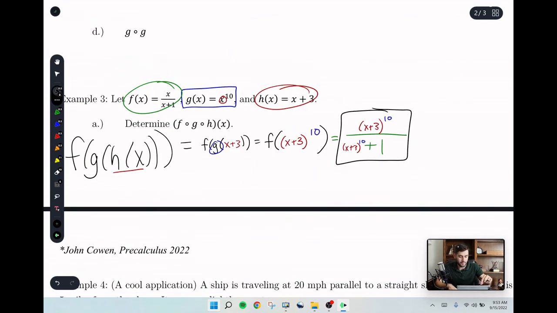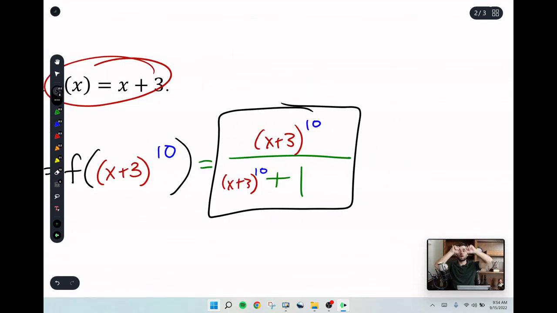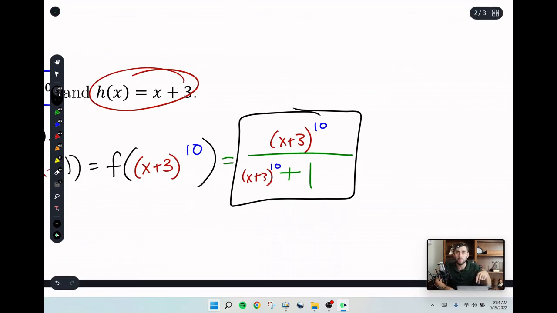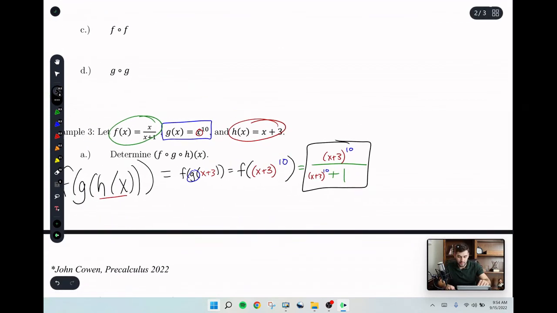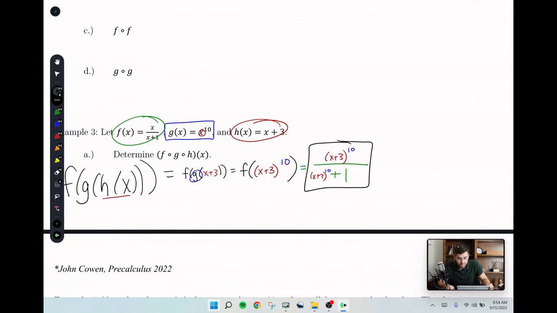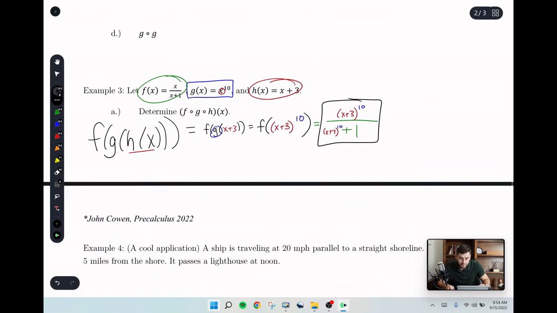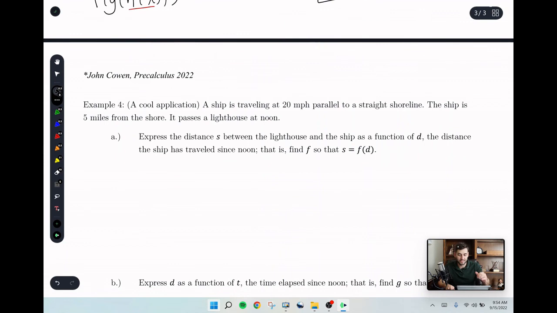Okay? And you can see where each part, the f and the g and the h, all helped contribute something to the function. The inside function did the innermost thing, which is that x plus 3. The next function did the blue thing, which is this raised to the 10. And then the outside function did the very last thing, which is that giant divide sign and the 1 on the bottom. Okay? Not too bad? All right, then there's one cool application, and that's it for today.